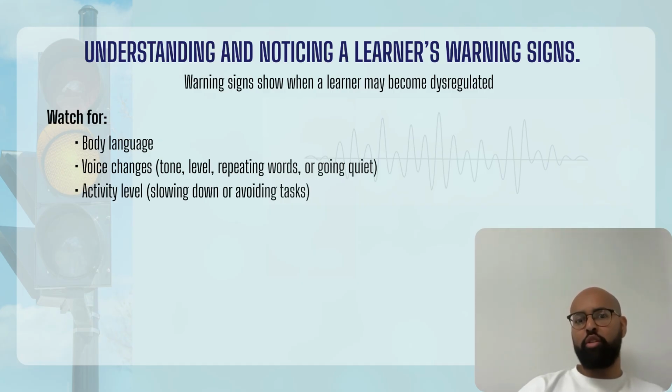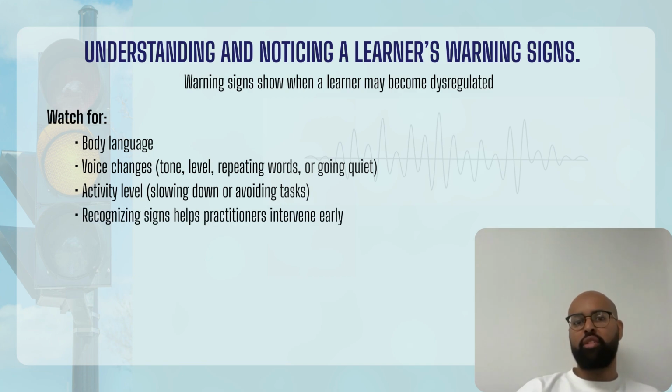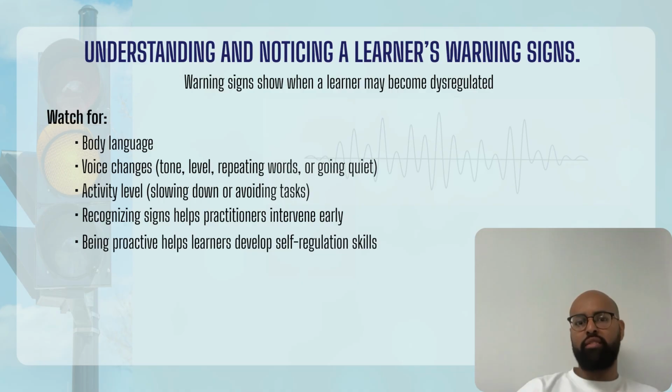For example, a learner who is becoming angry might clench their fists, their face might turn red, or they may start repeating the same word over and over. On the other hand, a learner who is becoming disengaged might move more slowly, take longer to complete a task, or speak more softly. When we understand these early warning signs, it helps us step in early and support the learner before the situation escalates. This makes us more effective at managing challenging behaviors. And most importantly, understanding your learner's warning signs allows you to be proactive, not reactive. When we model being proactive, we help learners develop their own self-regulation skills so they can manage their emotions before becoming dysregulated.